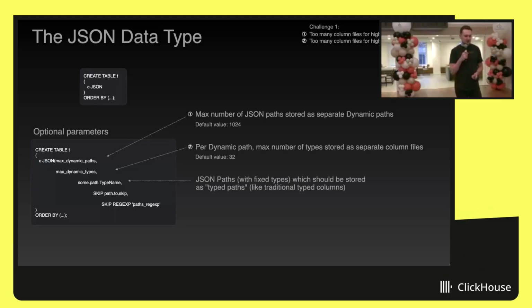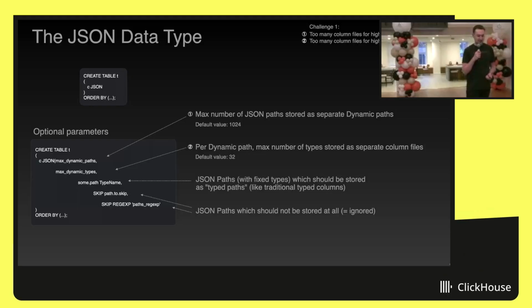Also, you have an option to explicitly clarify the actual data type for some specific path in JSON. If you do it, it will be stored exactly as a separate column, without variant, without dynamic, just as a separate column of this data type. And you can skip some paths from JSON if you don't want to store them at all. If a subset of your JSON contains, like, PII data, you just specify to skip it. If it contains unnecessary data, any sort of garbage, you just skip it.